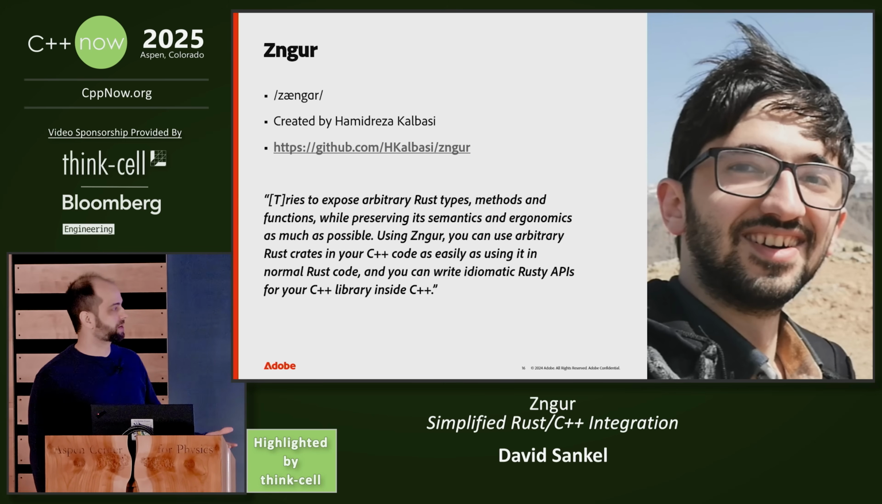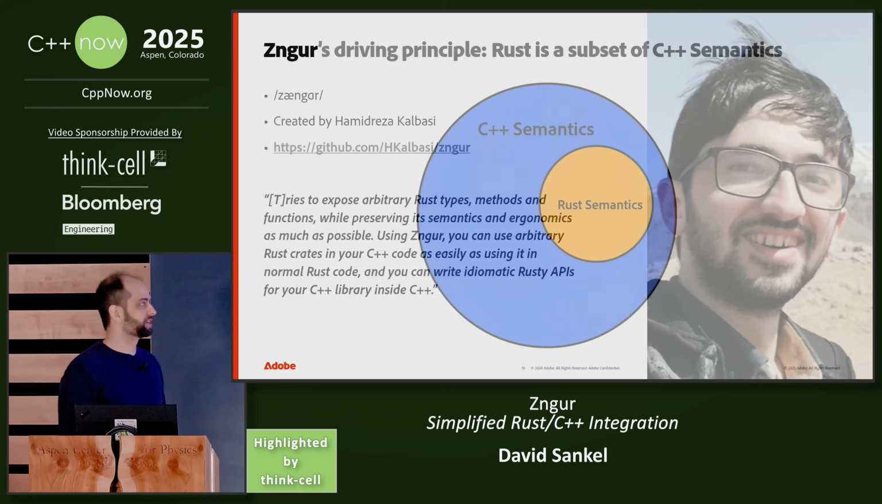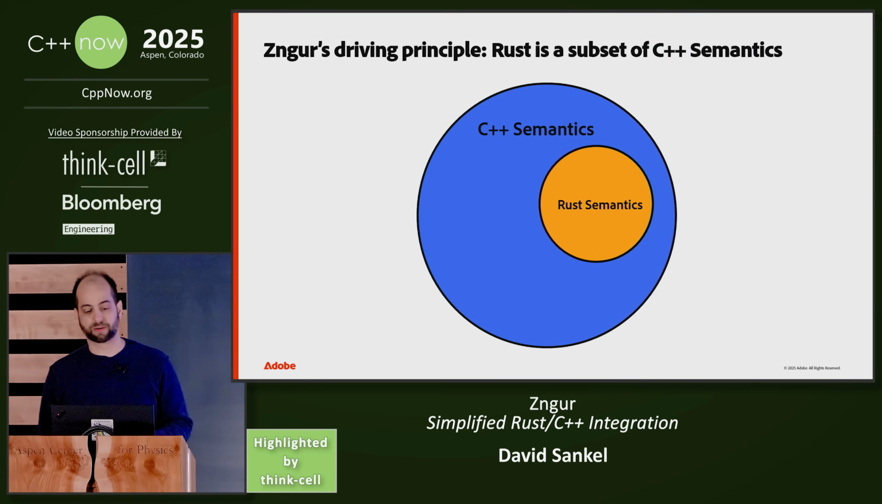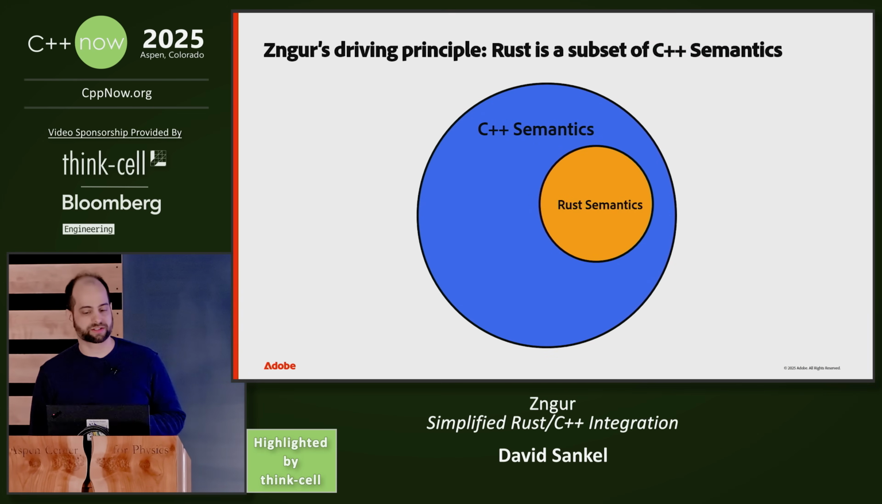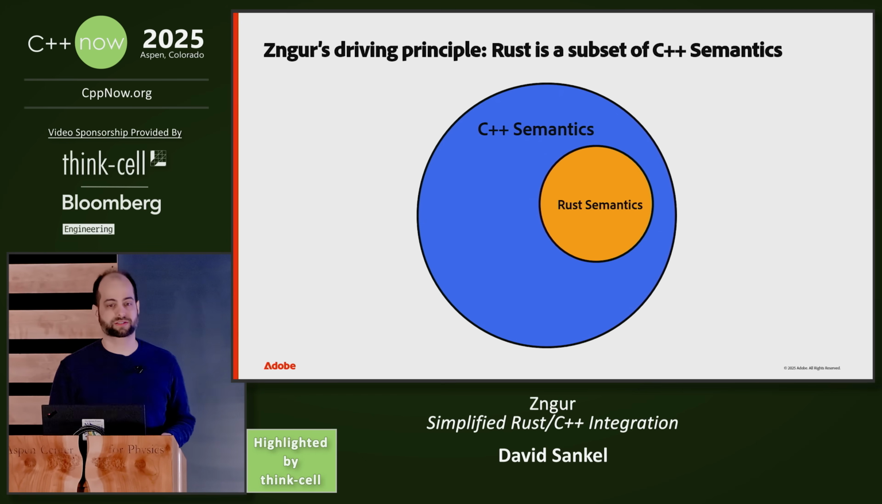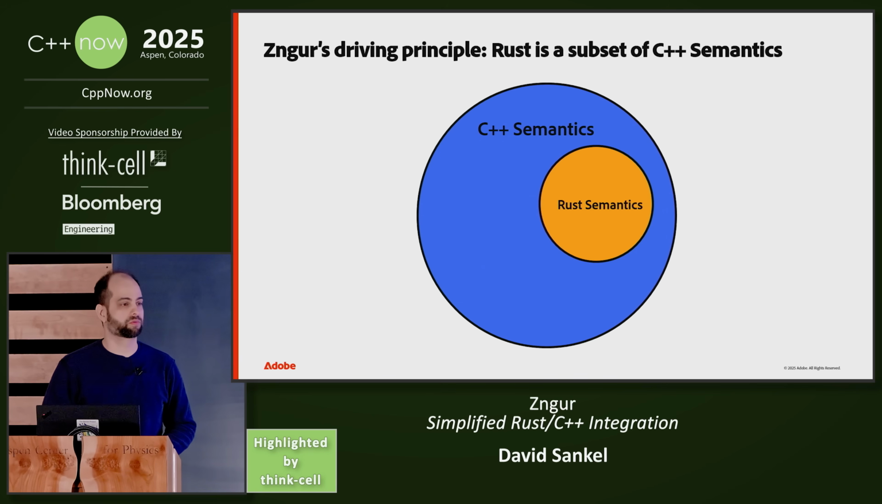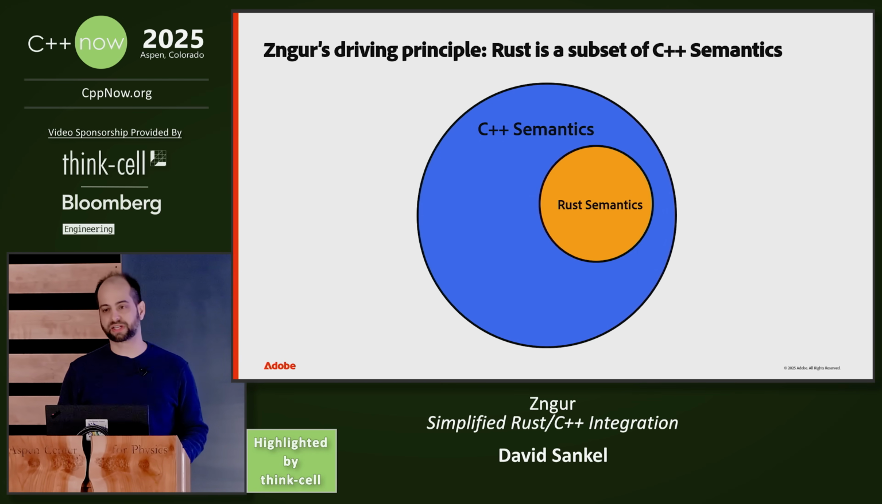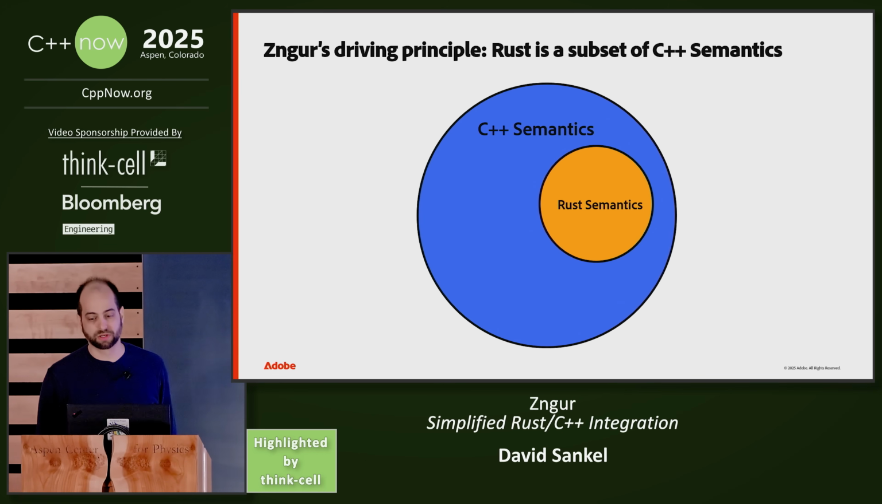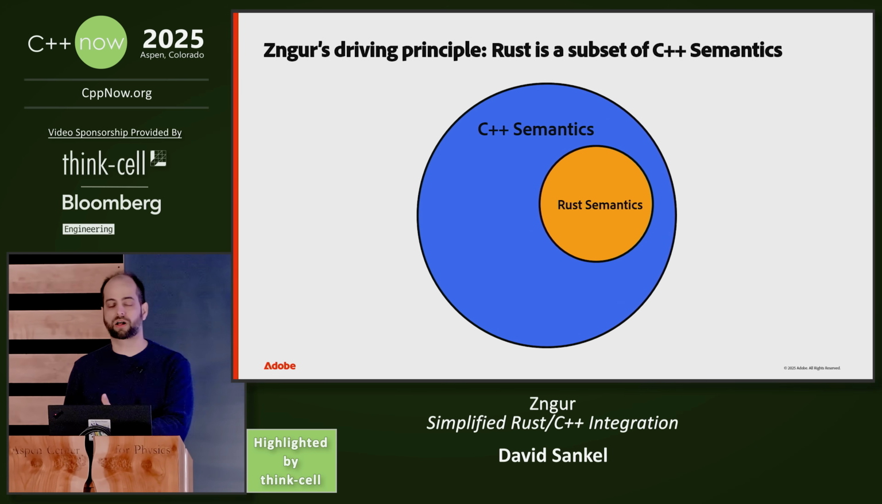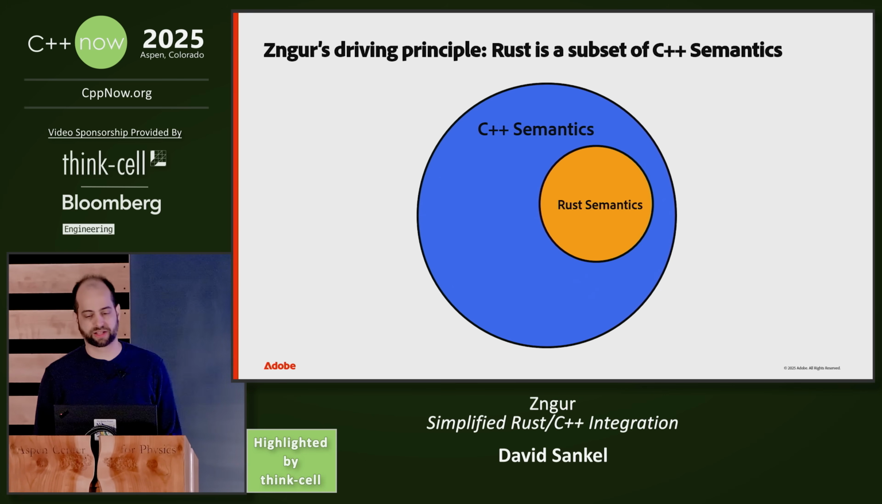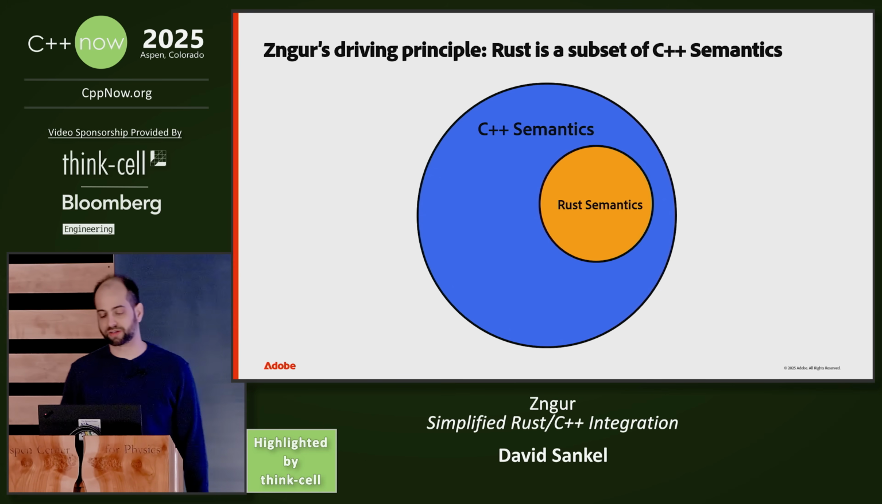So we said we wanted a principled design. What is the driving principle behind Zngur? And that is that Rust semantics is a subset of C++ semantics, right? That essentially C++ is more expressive than Rust is. And I'm going to show a few examples to build the case for that being true. But this really drives a lot of the design decisions that happen in Zngur, and I think is what makes it as compelling as you'll see.